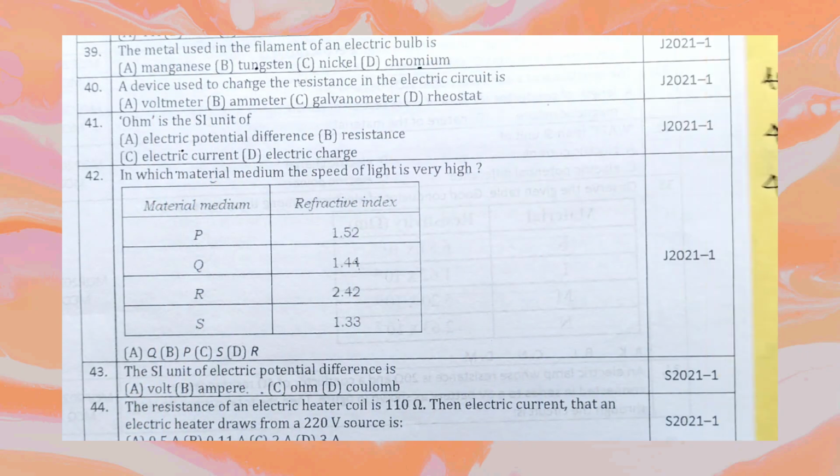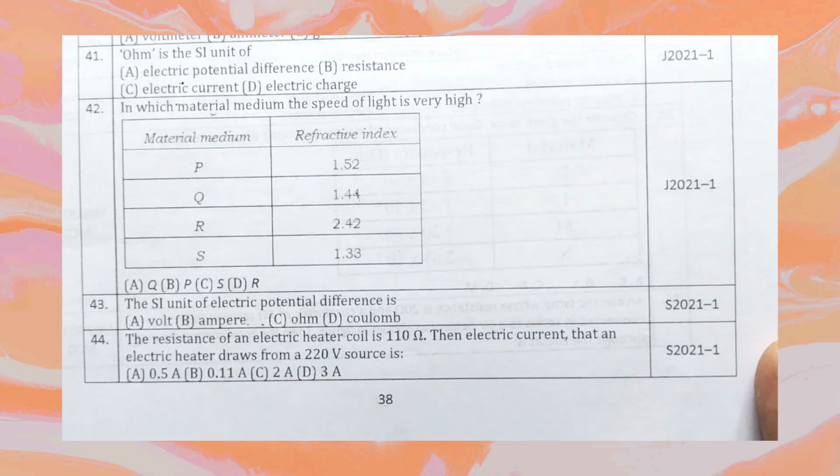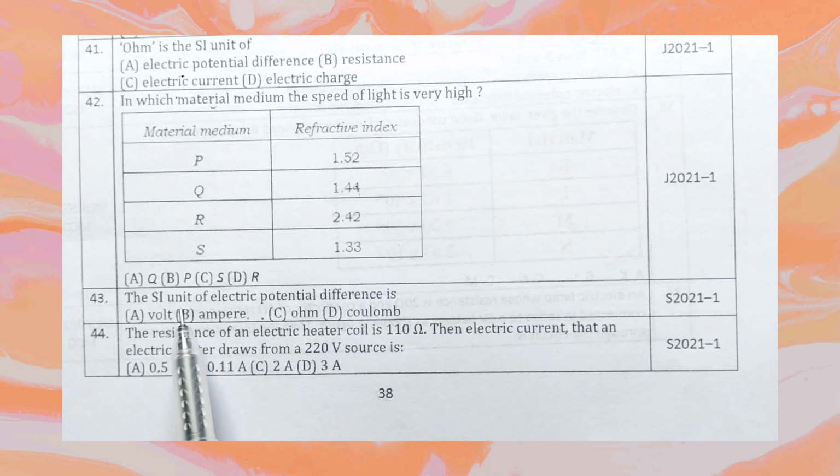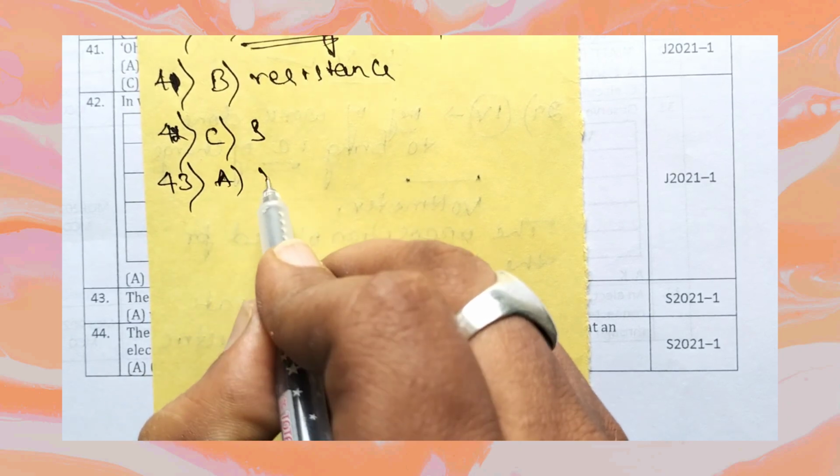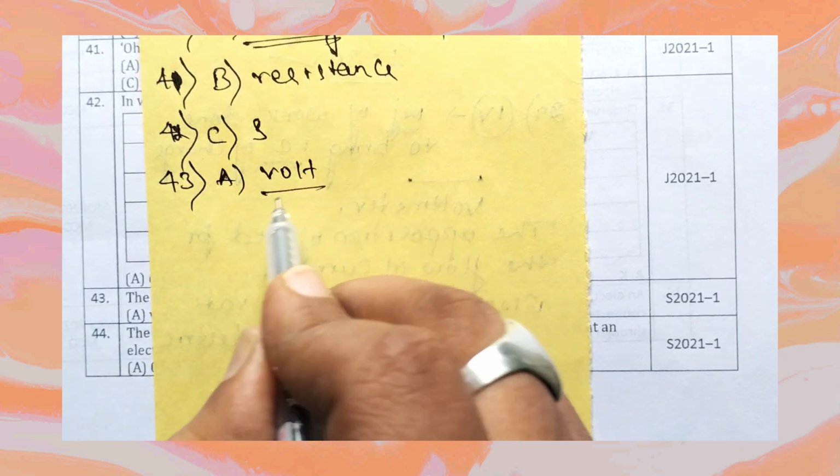Now let us move to the 43rd question. The 43rd question is: the SI unit of electric potential difference is volt, ampere, ohm, coulomb. So the right answer is option A, volt. So volt is the SI unit. So for 43rd, option A, volt is the answer.